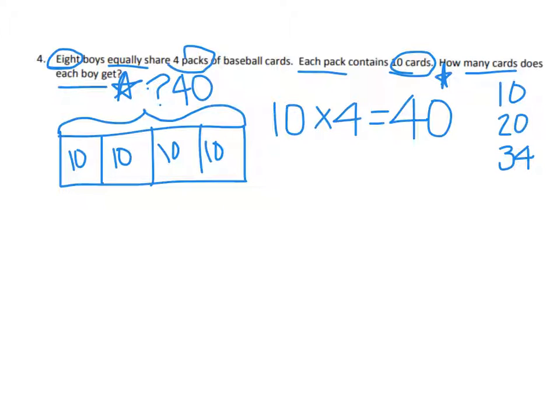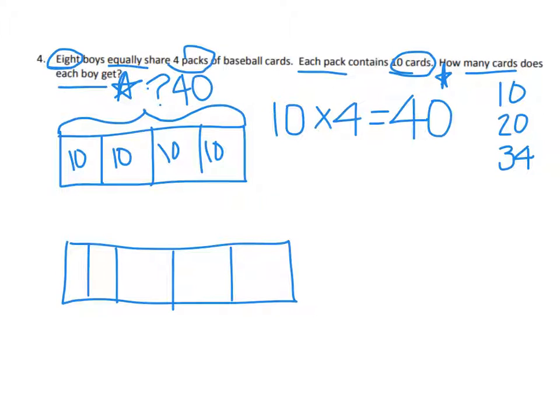Now, there are 8 boys. So I'm going to draw another piece of tape, and this time I'm going to divide it so that there's 8 pieces to represent the boys. There are 40 cards that they are sharing equally. So how many does each boy get? How would I solve this one? Pause the video while you work and replay when you are ready.